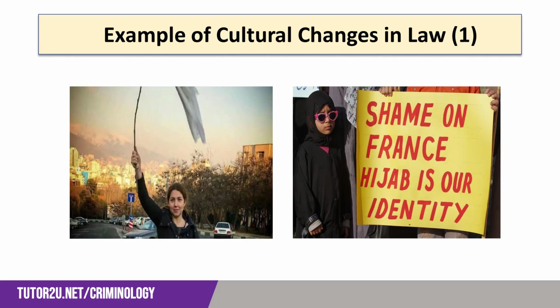Our first example of how crimes change from society to society is through the differences in attitudes towards wearing a hijab in both Iran and France. In 2022, Mahsa Amini was killed in police custody following an arrest for removing her hijab in public. This sparked protests across Iran, and it's estimated that between 100 and 200 protesters have been killed as a result. It is illegal for women not to wear head coverings in Iran, and this is monitored by religious morality police.